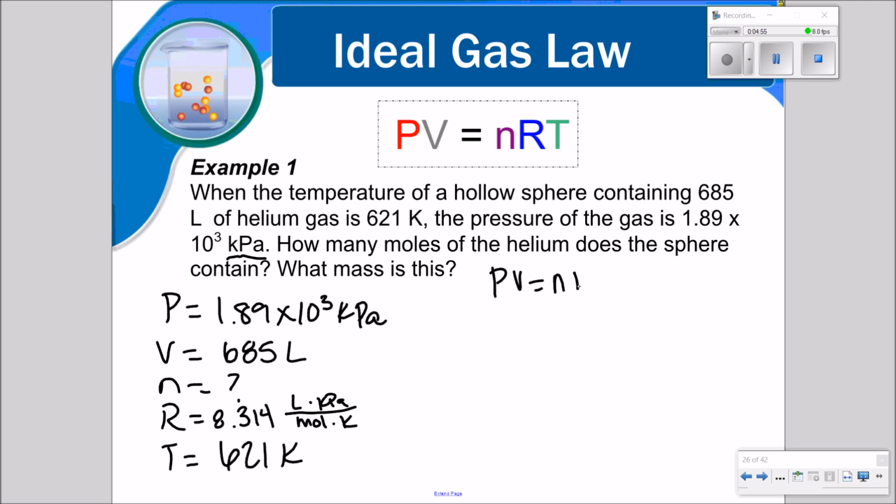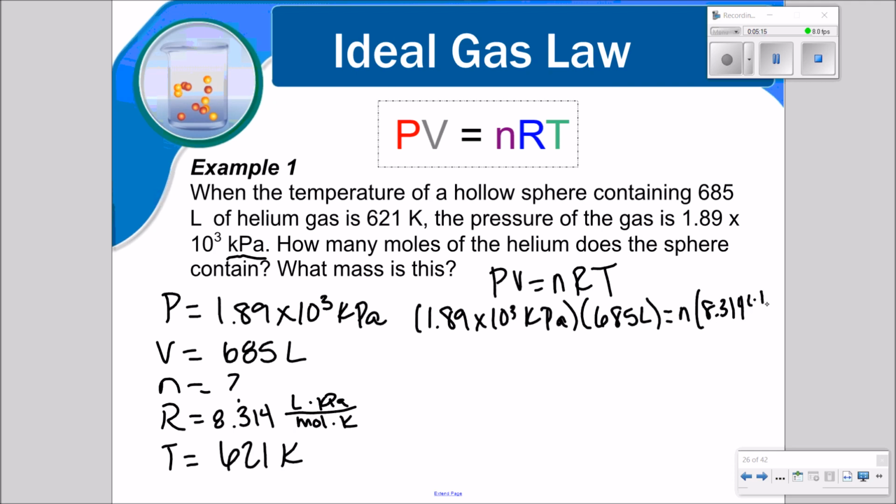PV equals nRT. My pressure is 1.89 times 10 to the third kilopascals. My volume is 685 liters. Number of moles I don't know. My R value is 8.314 liters times kilopascals over moles times Kelvin. And since I'm running out of room, I'm just going to put this right below it. My temperature is 621 Kelvin.